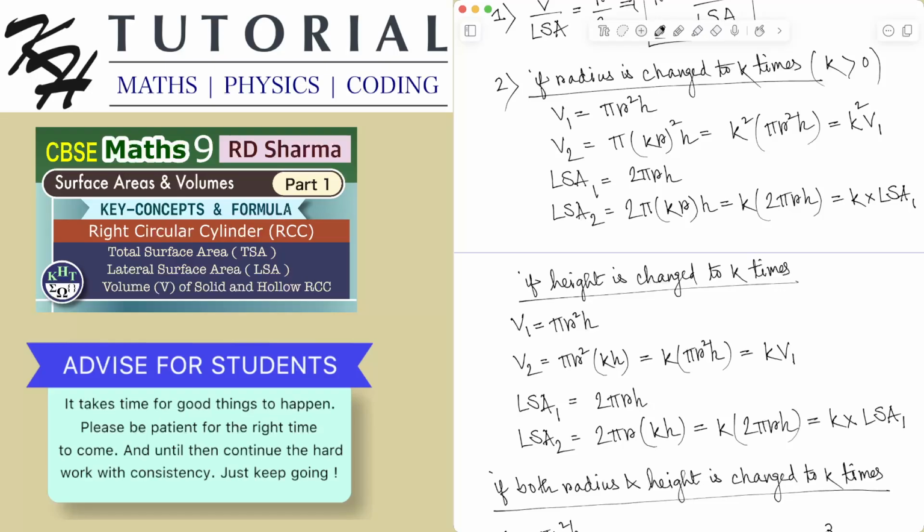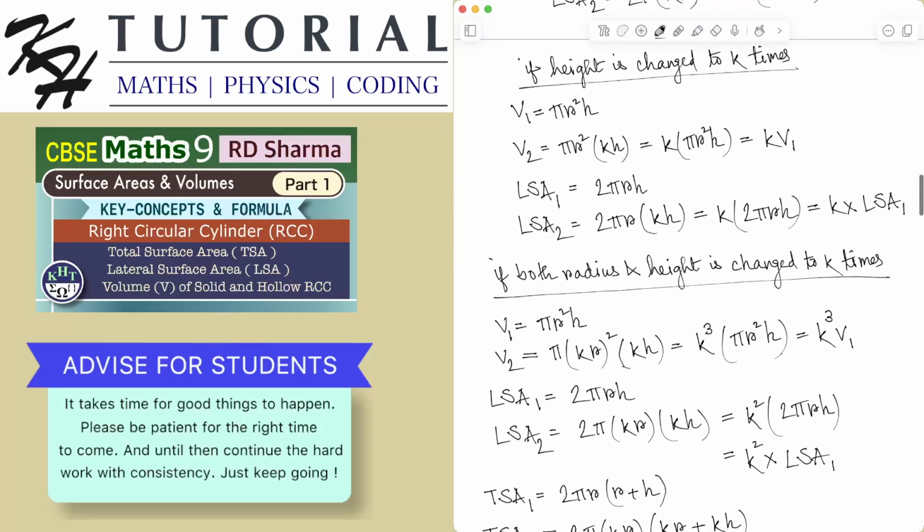Now, if the height is changed to k times, let's see how the LSA is changing. The original LSA is 2 pi rh, and the new LSA will be 2 pi r into kh, which is k times LSA1. So you can see that if only the height is changed to k times, then both the volume and the LSA are also changing to k times.